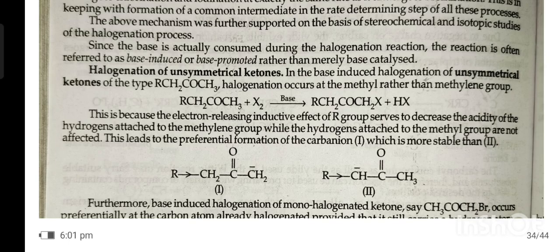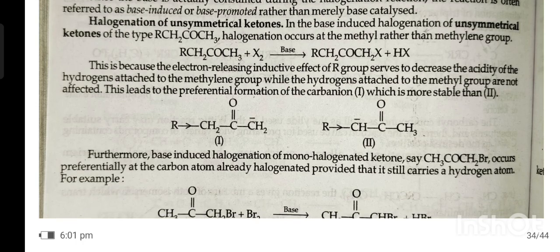Halogenation of unsymmetrical ketones: in the base induced halogenation of unsymmetrical ketones of the type RCH2C=O CH3, halogenation occurs at the methyl rather than the methylene group. This is because the electron releasing inductive effect of the R group serves to decrease the acidity of hydrogen attached to the methylene group, while the hydrogen attached to the methyl group are not affected. This leads to the preferential formation of a carbanion which is more stable than the second.